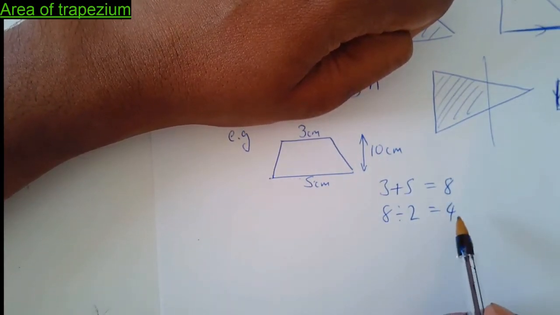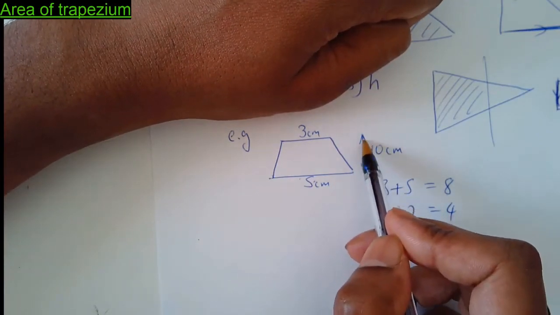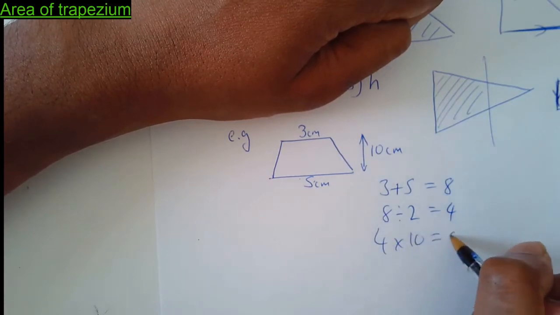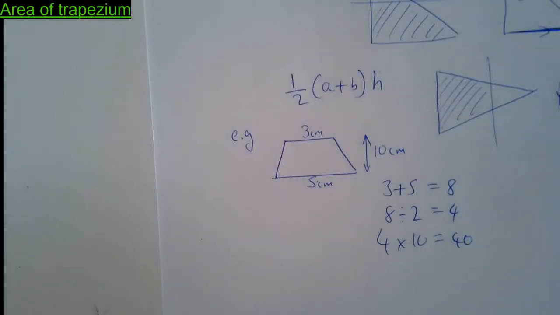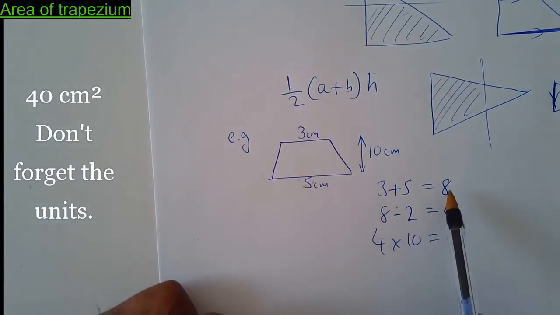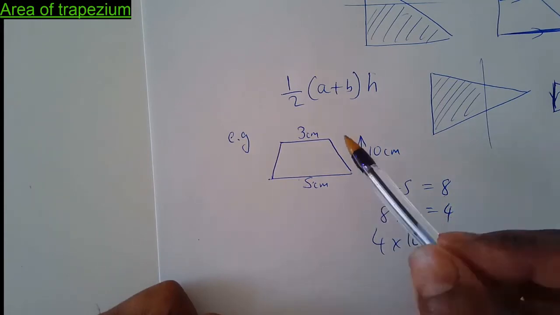So what do I do now with this number and this number that I haven't used yet? 4 times the vertical height. 4 times 10. Right, that's how you work out the area of a trapezium. Add the two parallel sides, then divide by 2, half it, and then times that by the vertical height.